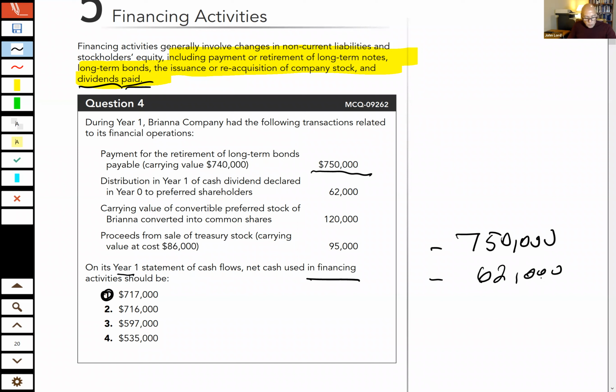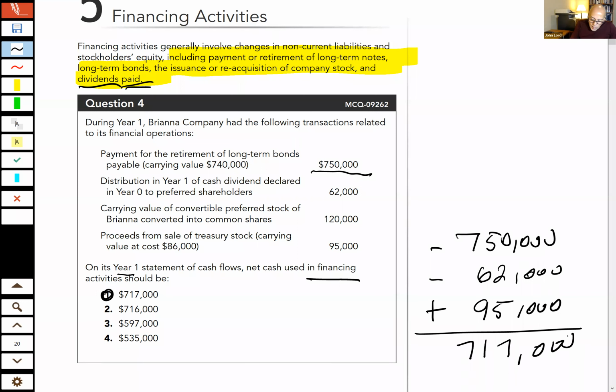Then they talk about carrying value of convertible preferred stock of Brianna converted to common shares. Well, that's a non-cash event. That is not going to affect cash. Now, you would disclose that on your supplemental disclosure for your statement of cash flows, but it is not one of the items that you would put on the face in calculating cash used by financing activities. Then they have proceeds from the sale of treasury stock. Yeah, that's what your financing department does. They got some treasury stock, they take it and they sell it and the money comes in. So you would add that 95,000 in, and when you do, you get the correct answer here, which is this 717.